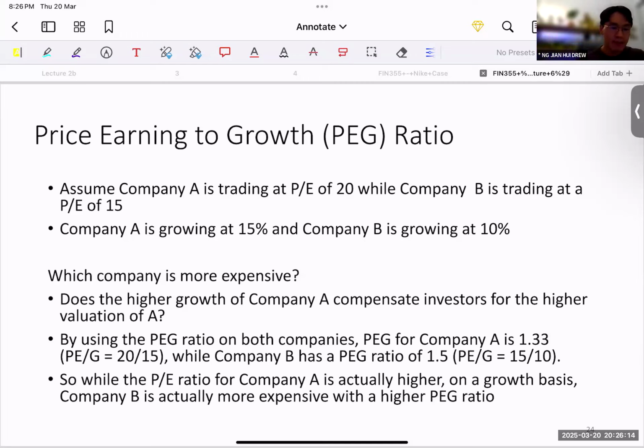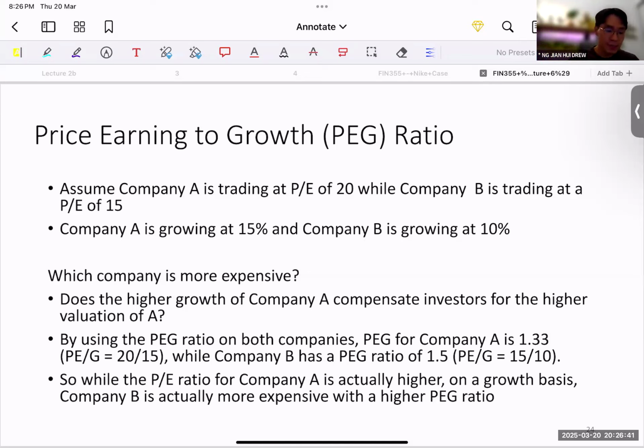So let's look at this company, right? We have company A, PE of 20, company B, PE of 15. Company A is growing at 15%, company B is growing at 10%. So different PE, different growth rate. Let's calculate the PEG. The question is, which company is more expensive? Does the higher growth of company A compensate the investor for the higher valuation of A?